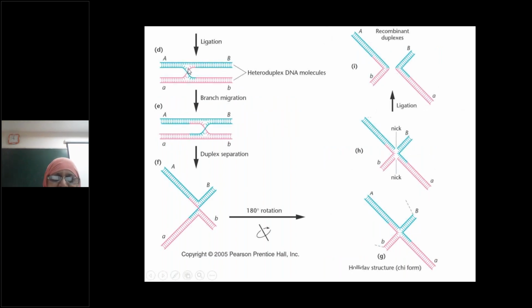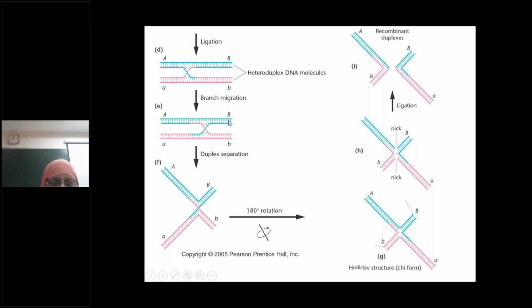Then afterward, the ligation of the strands takes place. So this leads to the development of a heteroduplex DNA molecule. DNA molecules are formed over here. Once this ligation has taken place, there will be migration of the branches. So branch migration will take place, and you can see this is the branch that is migrated from one DNA molecule to another.